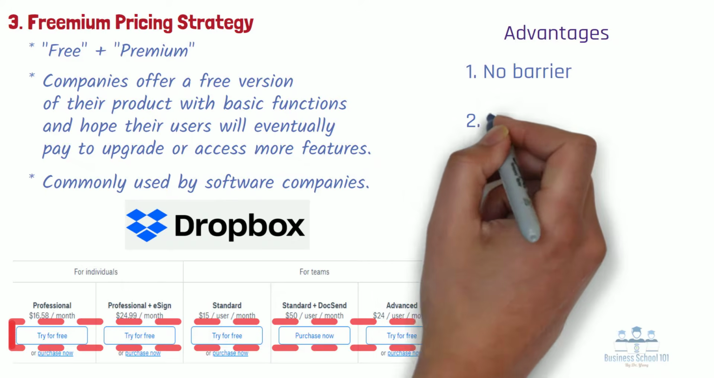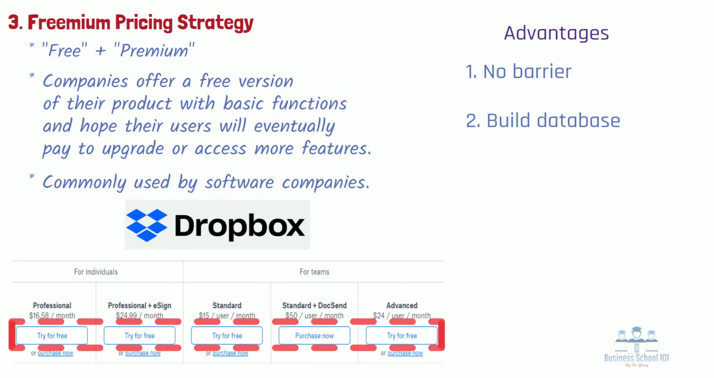Number 2. Build database. If you're a startup company and you want customers to try out your product and then further improve your product and service, then you should start with freemium. This strategy would help you to attract a large number of customers, even if you are nobody in the industry. The large database of free users could help you better understand your customers' real needs.